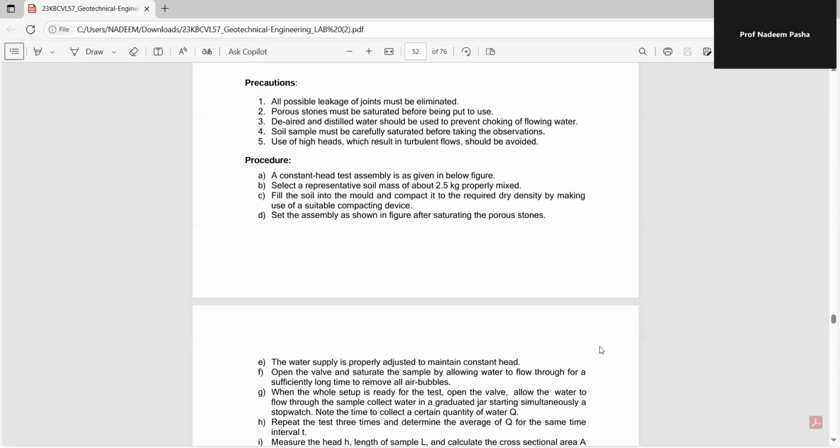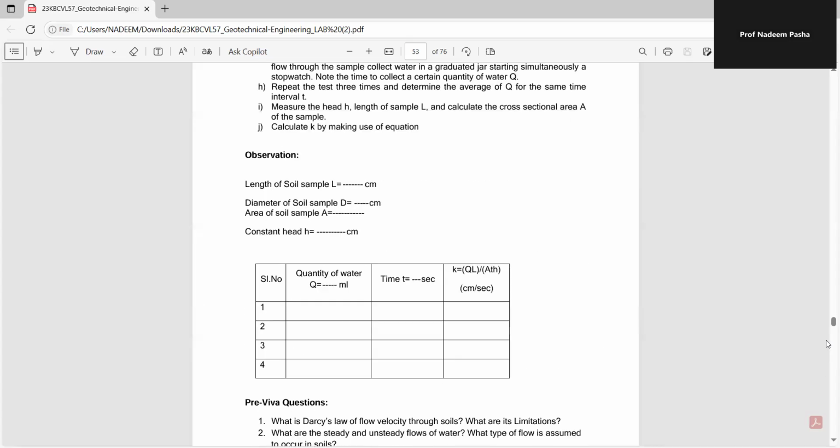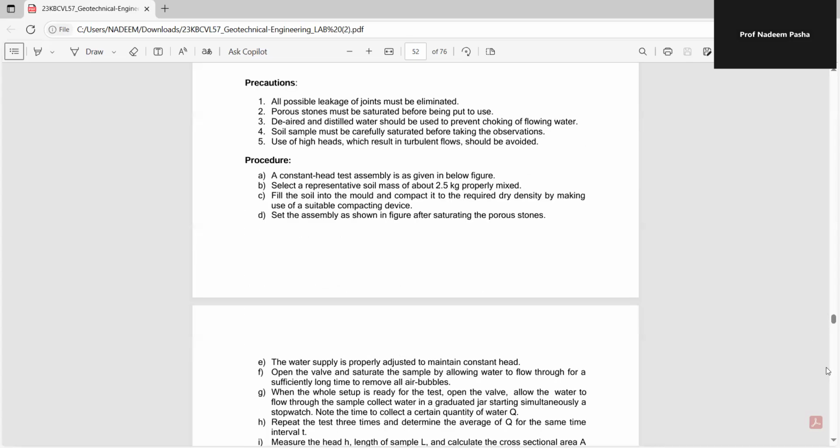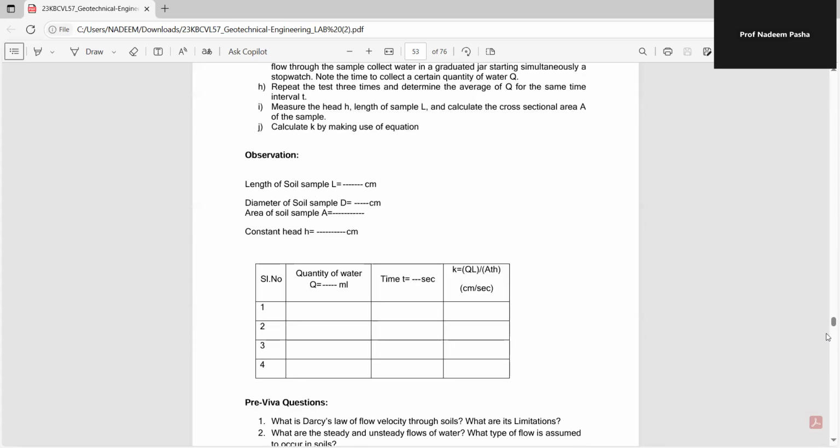After that, note the time to collect a certain quantity of water Q. Repeat the test 3 times to determine the average of Q for the same time interval T. After that, measure the head H, length of the sample L, and calculate the cross-sectional area A of the sample. Calculate K by making use of the equation.